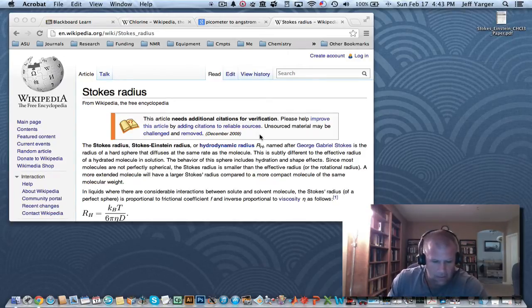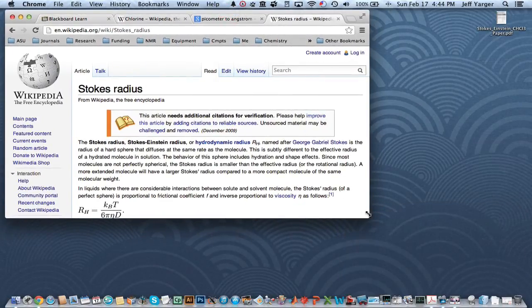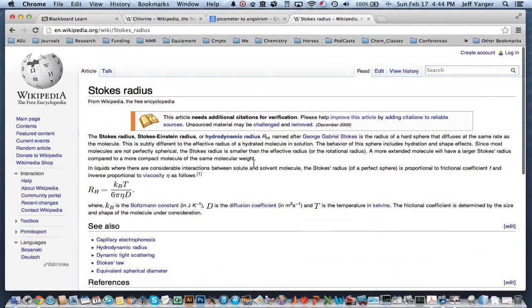I pulled this up on Wikipedia. Basically, you can see that the hydrodynamic radius used in the Stokes-Einstein equation, often called the Stokes radius, is the radius of a hard sphere that would diffuse at the same rate as the molecule of interest. In this case, we're going to look at chloroform as an example and how I typically estimate it.